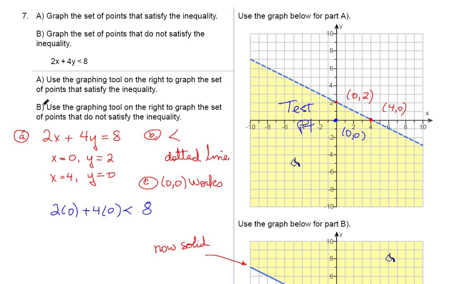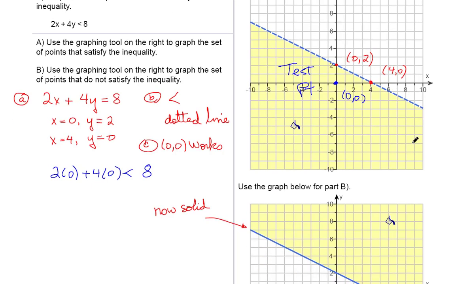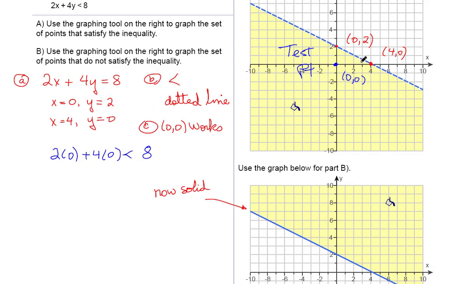And so then it says use the graphing tool to graph the set of points that do not satisfy it. Do not. That means it's the other side plus all the items that lived on the line. Right? So before it was everything under the line. So if I'm looking at what does not, it would be the line and everything above it.